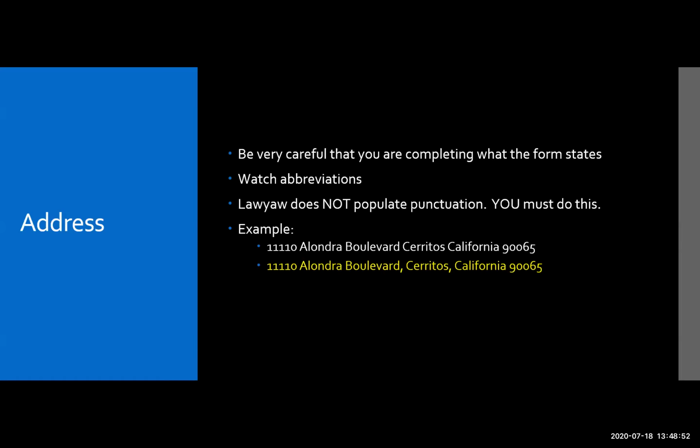So let's look at the two examples there. This is the address for Cerritos College. The first one in the white shows how Lawyaw would populate the address. So it's going to type it in for you, and that's going to save you a significant amount of time. But it does not populate those commas. You would need to put a comma after Boulevard and after Cerritos. You do not put a comma after California.